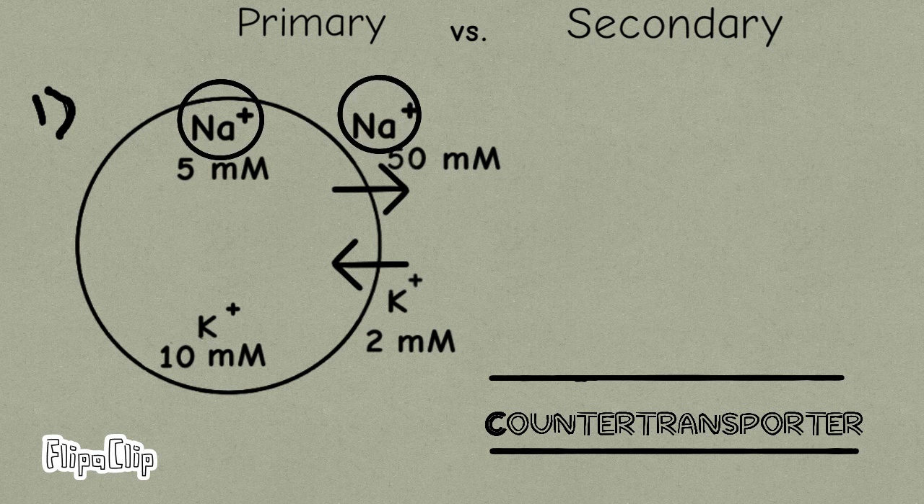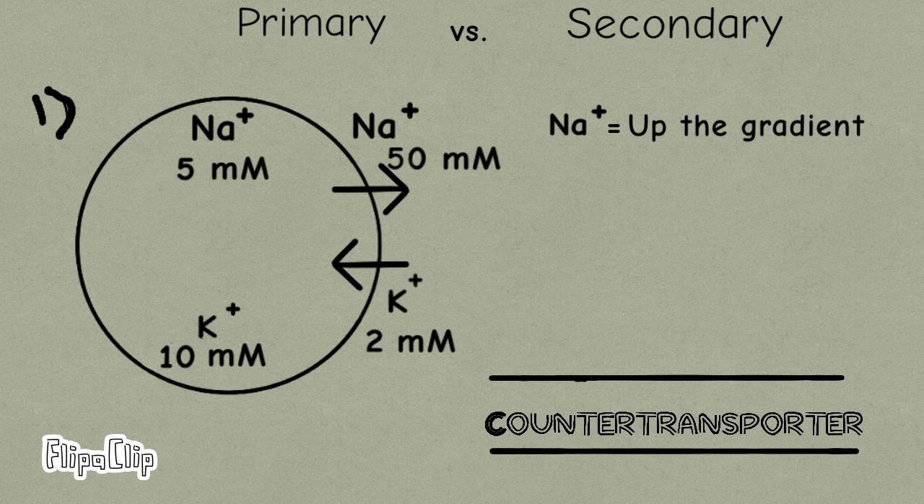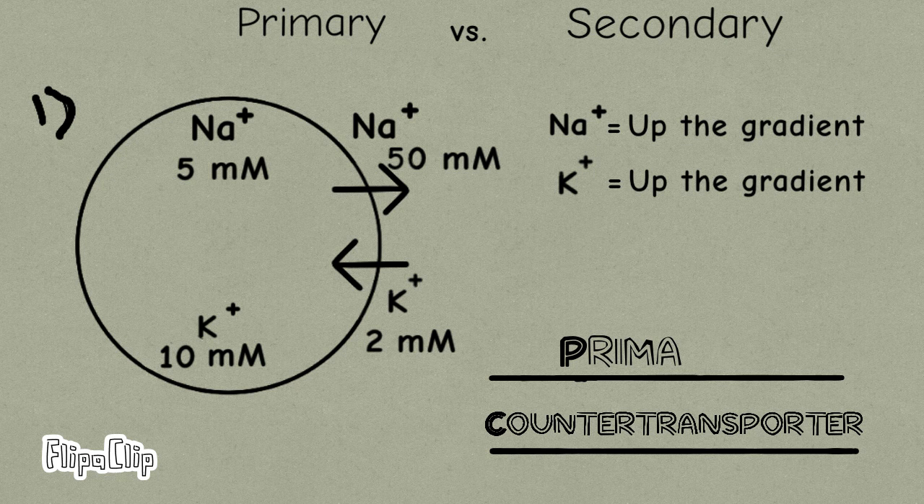Let's check sodium. We know sodium has an outward flux, but we need to check its concentrations. If we look inside, it has a concentration of 5 millimolars, and its flux is outwards to 50 millimolars. This means sodium is going up its concentration gradient, and potassium is traveling inward from 2 millimolars to 10 millimolars. This flux is traveling up its concentration gradient. Since both solutes are traveling up their concentration gradient, this would make this example a primary active transporter.